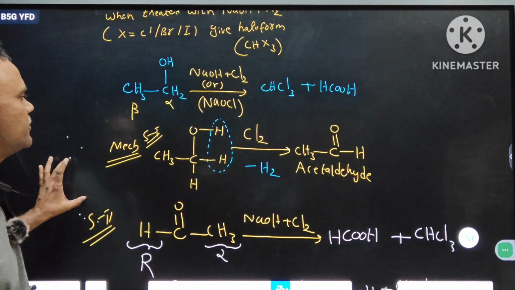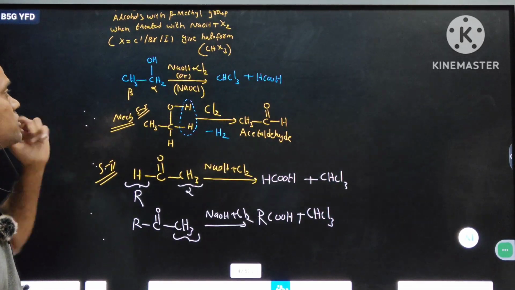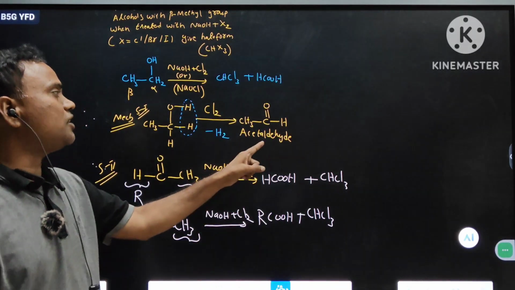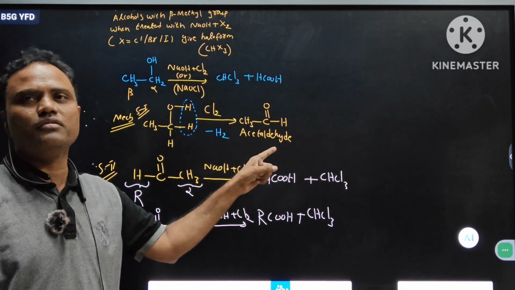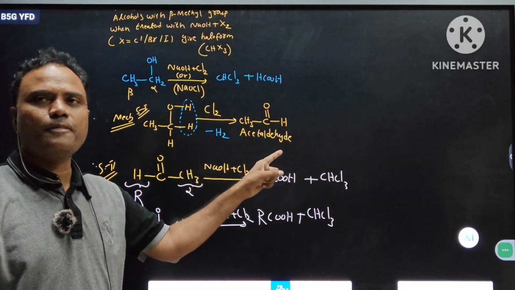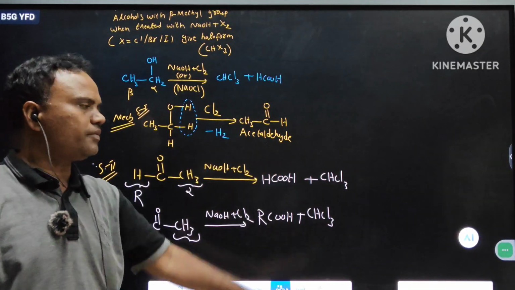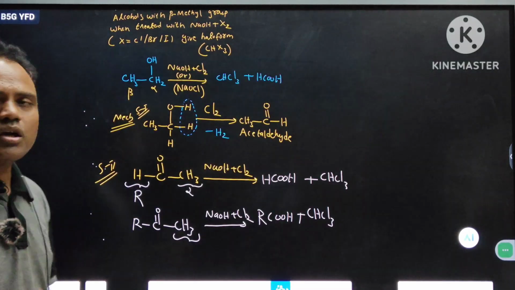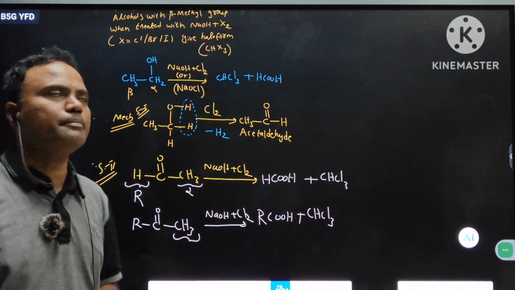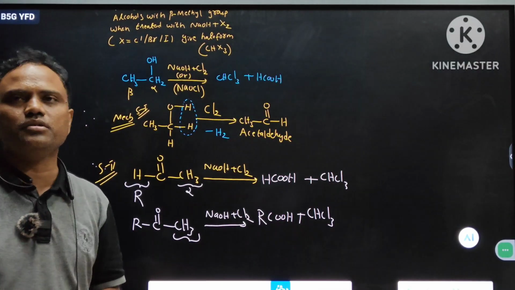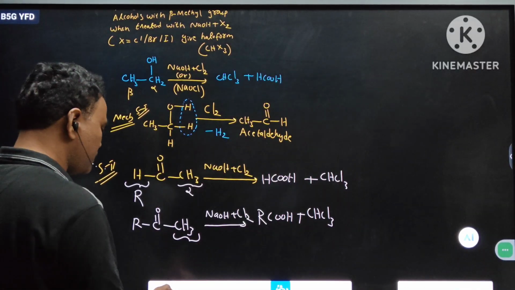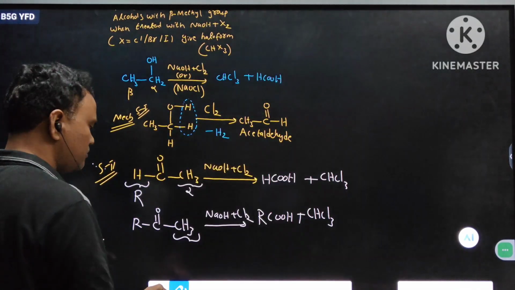Haloform reactions are given by the alcohols with a beta methyl group. Why? What is the mechanism? First the alcohol is converted to carbonyl. Clear? And from that you will get a haloform. Very, very important: not all alcohols will give the test, only beta methyl alcohols will give the haloform test. Okay, right.